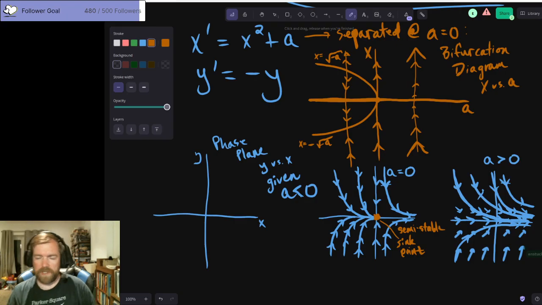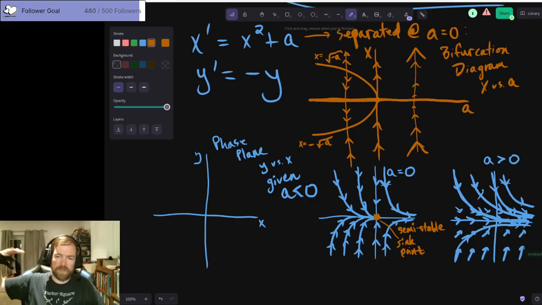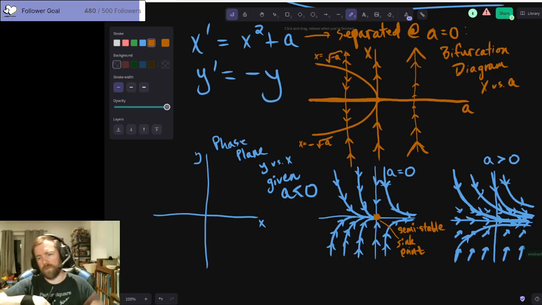So we talked last time about semi-stable, stable equilibrium points and unstable equilibrium points. This one is semi-stable because if we're coming at it from the negative side, everything is going to go toward it. And if we're going from the positive side, everything is going to be moving, at least horizontally, away from the origin point.